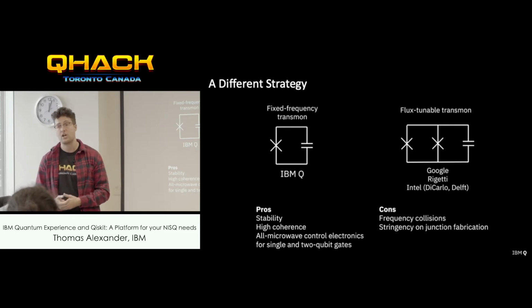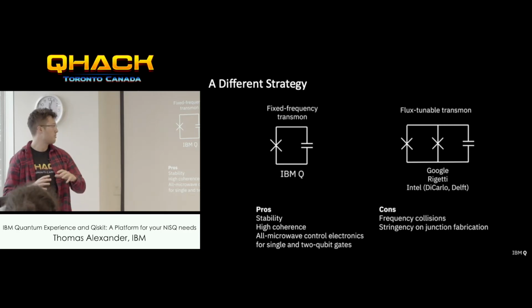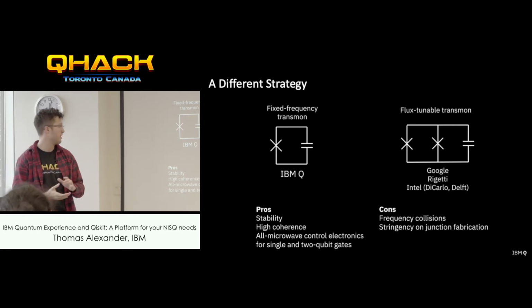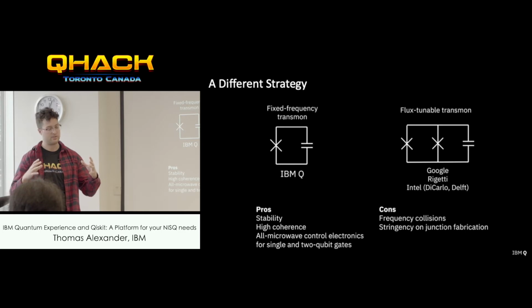And there's pros and cons to fixed frequency qubits. So the pros is they're really stable. We have better noise properties than most tunable devices, relatively high coherence, and we have all microwave control electronics. This is both a pro and a con sometimes, but it allows us to have more cost-effective control for both our single and 2 qubit gates.